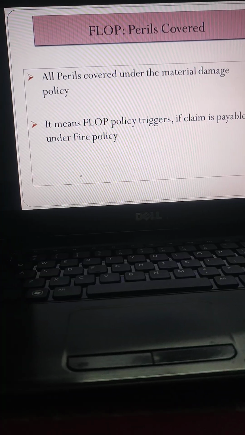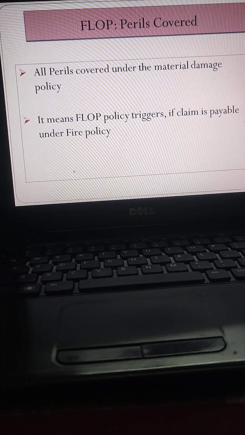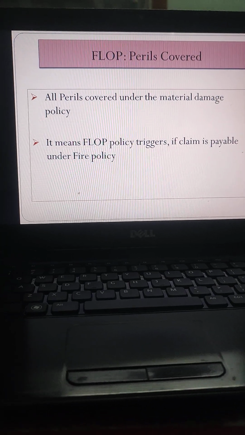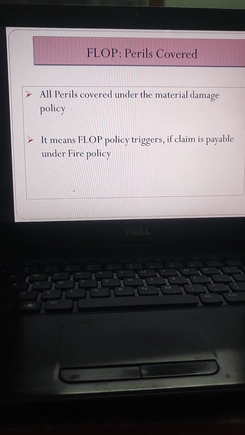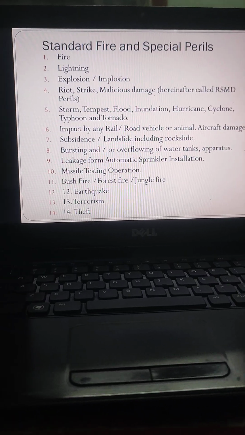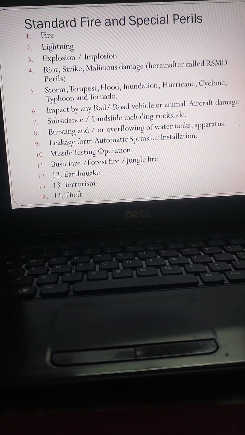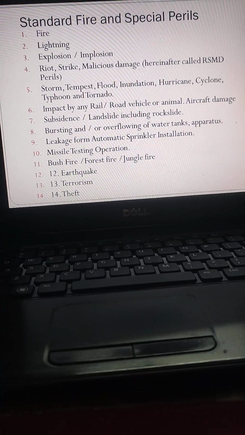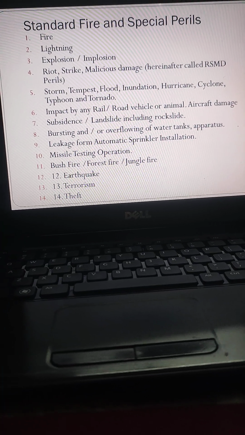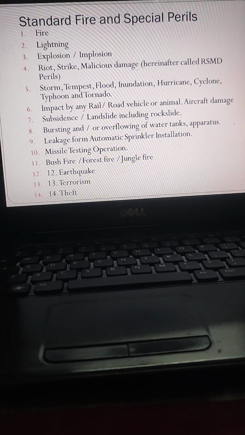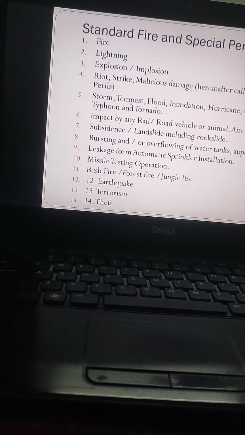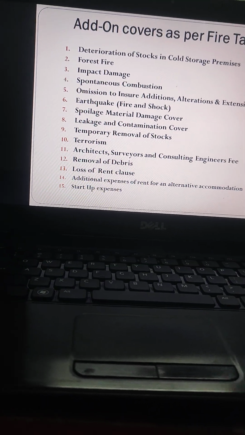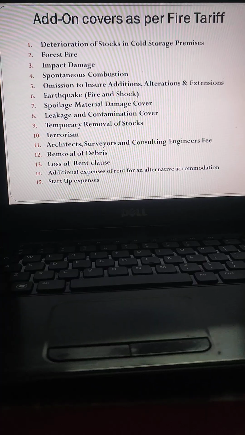FLOP perils are the perils covered under the material damage policy, and they are also covered under the FLOP policy. It means the FLOP policy triggers if a claim is payable under the fire policy. And the fire policy normally has 14 perils today, in addition to the standard fire and special perils policy that has 12 perils. In Bharat Sukshma Udyam Suraksha and Bharat Laghu Udyam Suraksha, 14 perils are there. Certain add-on covers, if opted by the insured, are also covered.